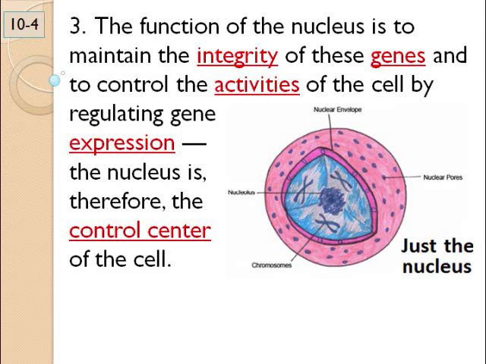So if you're a prokaryote, bacteria is a very good example, you've got the chromosomes, you've got the genes, it's just not in a bag called the nucleus. They're all floating around out there. Okay? Control center.